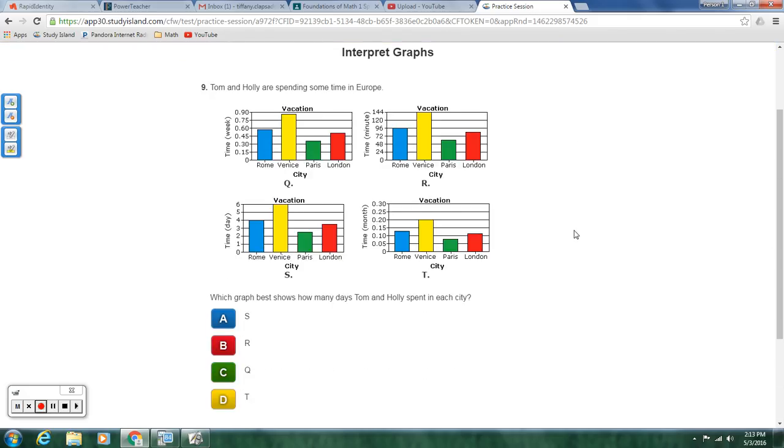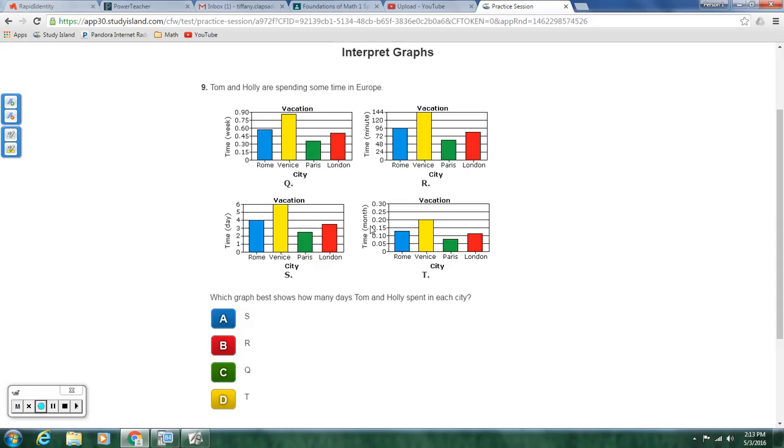Alright. Tom and Holly are spending some time in Europe. Which graph best shows how many days? So we got days, months, minutes, and weeks. Which one should we take away automatically? R, because of the minutes. Days, I'm not sure about on vacation. I don't know about y'all, but how long do you go on vacation? You go for weeks, days, or months?